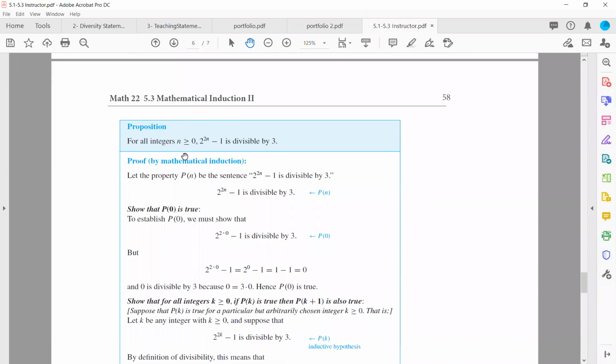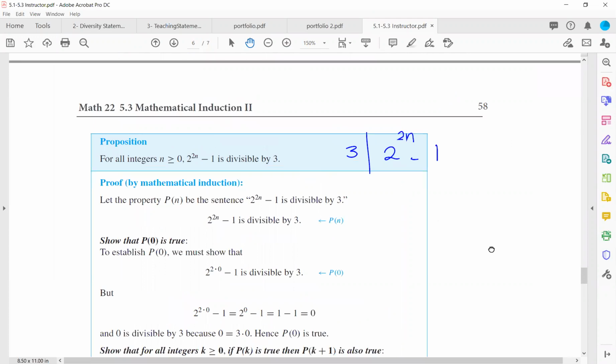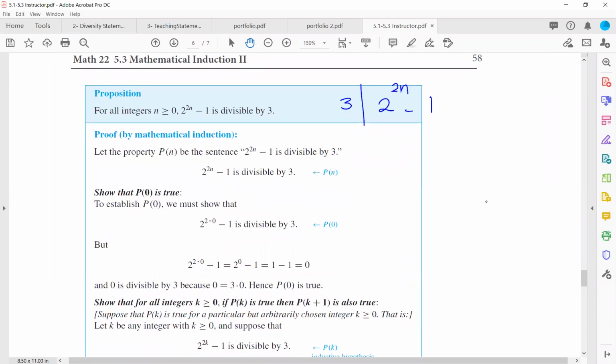For all integers n greater than or equal to 0, 3 is a factor of 2 to the 2n minus 1. To prove these statements, we can use mathematical induction. First of all, let us identify P(n). P(n) is the statement saying that 3 divides 2 to the 2n minus 1, or 2 to the 2n minus 1 is divisible by 3.